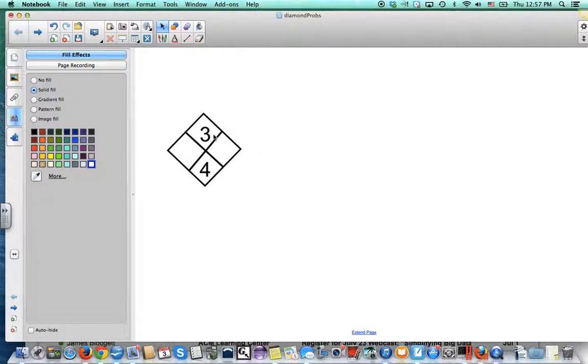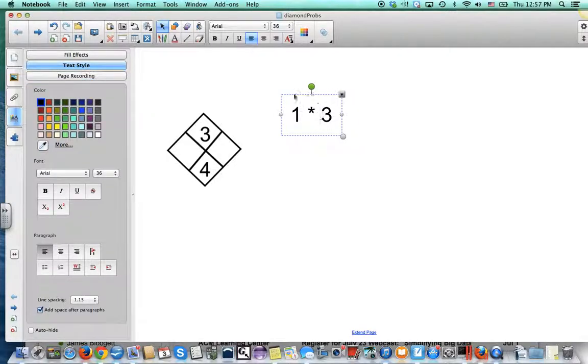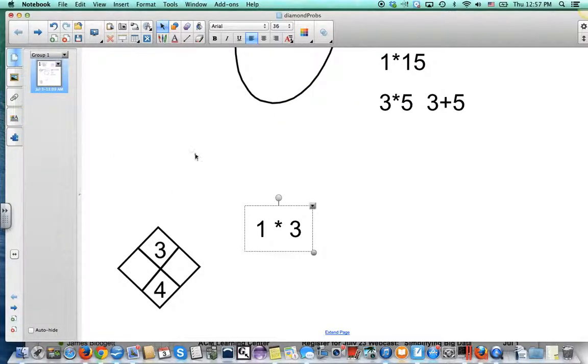Okay, so the two numbers are going to multiply to be 3. And there's not a lot of choices there. 1 times 3 is the only integer set of numbers that I can think of. And luckily, 1 times 3 is 3, and 1 plus 3 is 4.